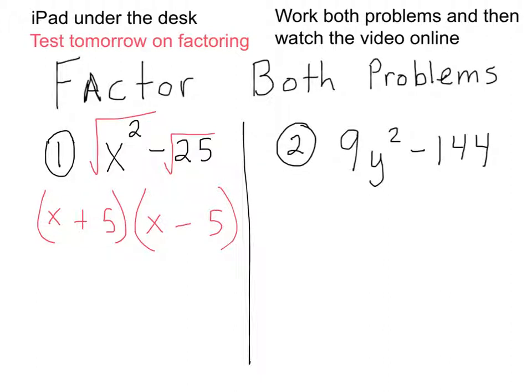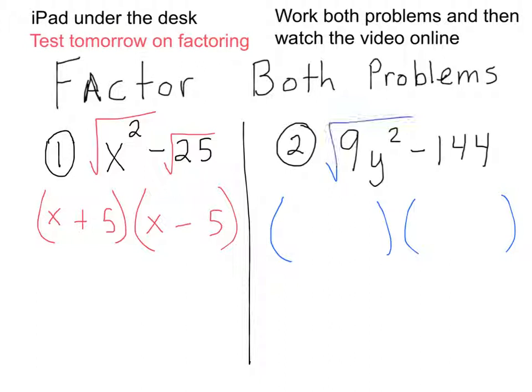Number 2, I also want to factor this, and it looks like a difference of squares to me. Let's check and make sure. 9y squared is a perfect square. 144 is also a perfect square, and there's a minus sign in the middle. So this does constitute a difference of squares. So I need to factor this into two binomials. So I'm going to write a binomial here and a binomial there.